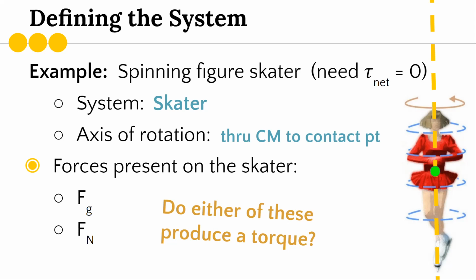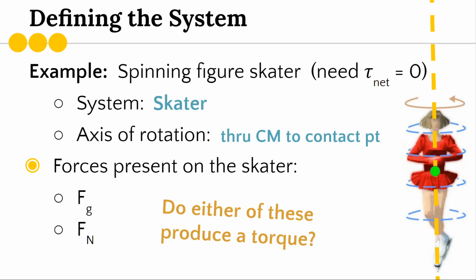We talked about torque previously. Would either of those forces produce a torque? No. Yeah, Grayson's shaking his head. And that's because they're along the axis of rotation. Remember, if you want that force to cause a torque, that force has to be applied perpendicular to the axis of rotation. Therefore, neither of these causes a torque, and thus our net torque is 0.